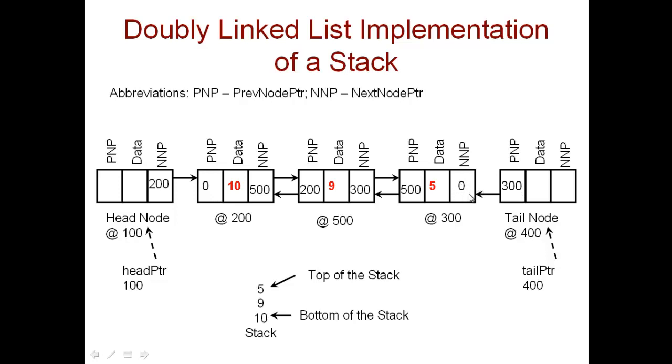So you should not be storing the address of the tail node in this data node. There's no need for that. Okay. So again, the head node and the tail node are dummy nodes. So you should not be storing any data or unnecessary pointer values in those nodes.